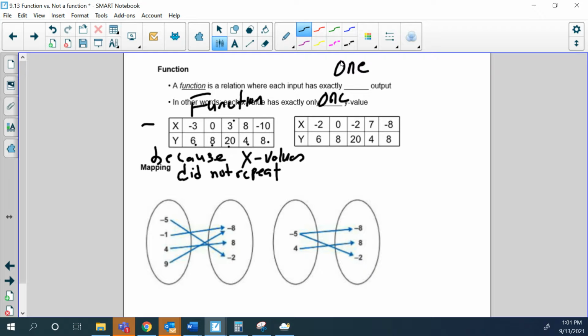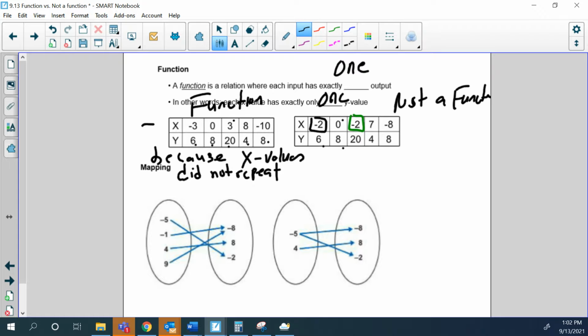Now on the second table, for the x values we have a -2. So far, we're good. There's an output of 6. For 0, we have an 8. Well, look here now. The -2 repeats itself. So once I get there, I know this is not a function anymore, because the x value repeats itself.